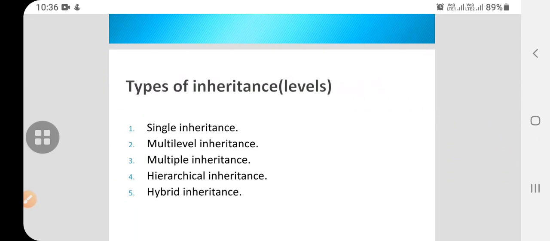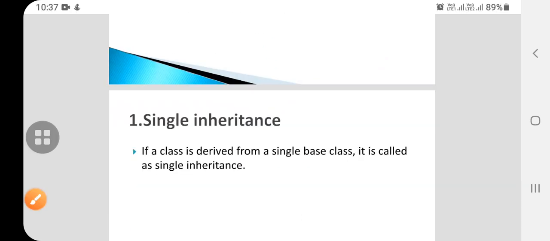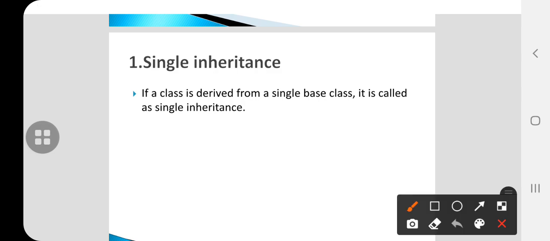That is types of inheritance. Dear students, look here. There are 5 kinds of inheritance that can be done for the classes. It may be a base class or it may be a derived class. Here the first kind of inheritance is single inheritance. I will show what this single inheritance is.